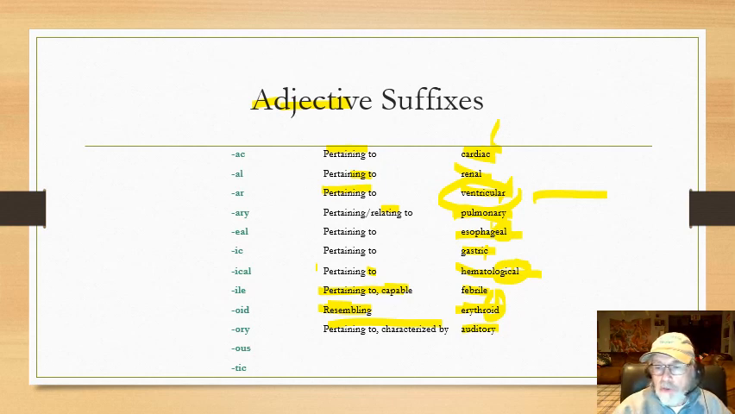ORY, pertaining to auditory test. When you do a hearing test, they do an auditory test. Basically, the test would be the noun. What type of test was it? Auditory. ORY made it an adjective. OUS, pertaining to venous, pertaining to a vein. So OUS means pertaining to a vein.